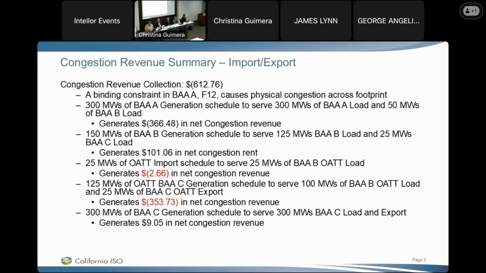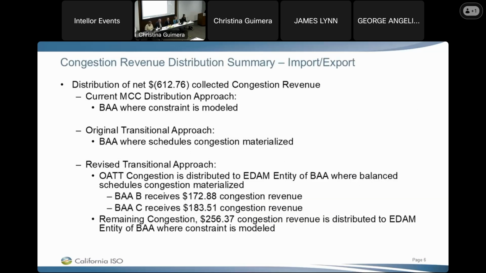So how do we distribute it? What is the net value? The net value, if we go to the next slide, is $612.76. Under the current EDAM tariff proposal, this would have gone all back to the BA where the constraint is modeled. In this case, it would have been BAA.